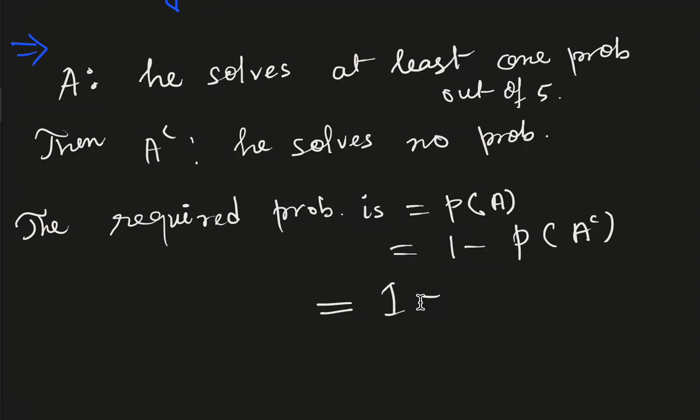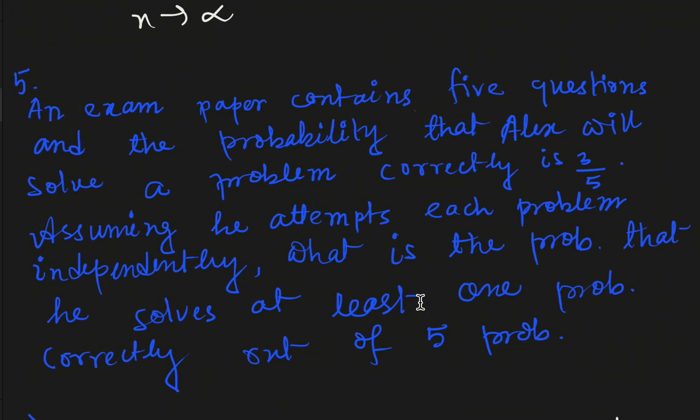So yeah, now this is the thing of like a toss of a coin. So he either cracks the problem or cannot solve the problem. In an exam there are 5 questions, and the probability that Alex will solve a problem correctly is 3/5. Since all problems are independent, what is the probability that he can't solve all 5 questions simultaneously?